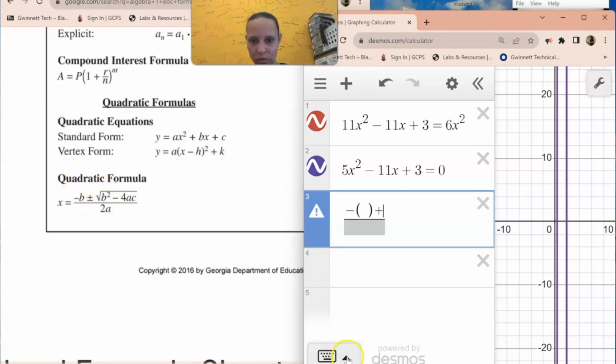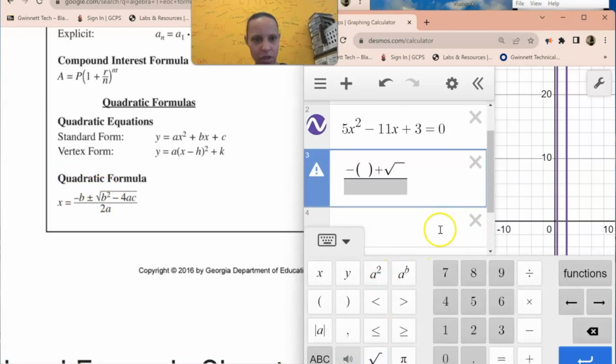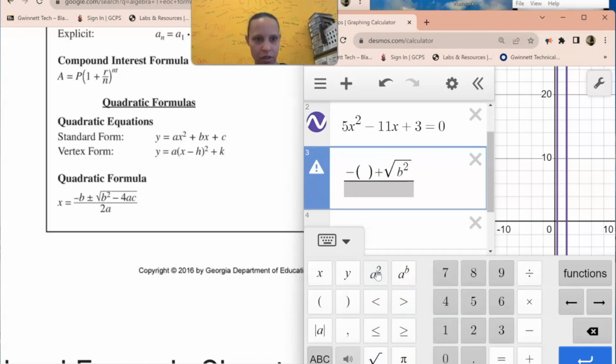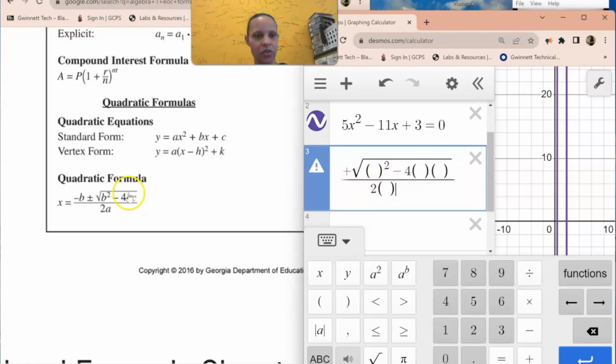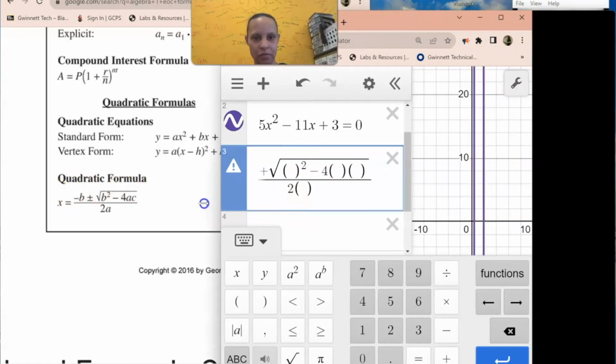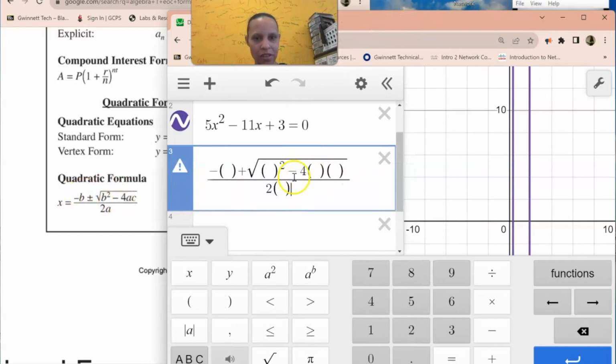So now square root. And then I have b squared. So b squared minus. And again, anytime you see the letters, go ahead and put parentheses in their place. Minus 4. And then I see a letter again, so A and then C in parentheses, all over 2 and then parentheses. All right, so again, I'm just typing this here with the letters as parentheses. Because once I do that, I know what A, B, and C is.